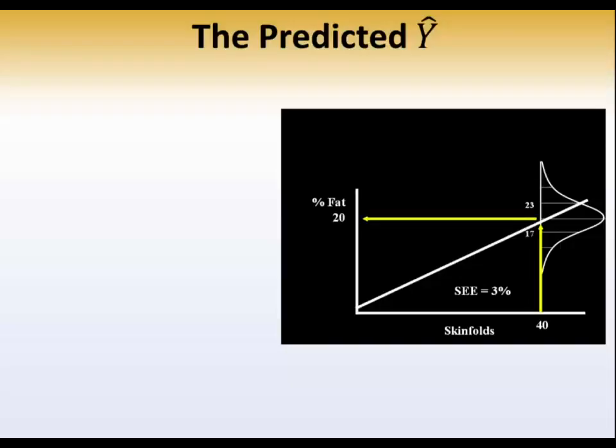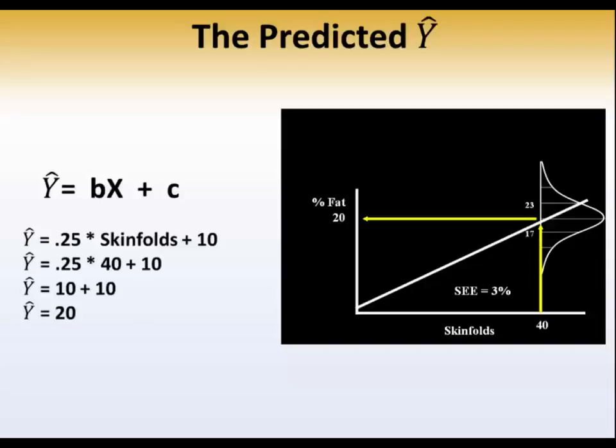What's the predicted y? Well, y hat is equal to bx plus c. In our equation, b is actually 0.25, c is 10. So how did we get 20? We substitute 40 into our equation, and the predicted y hat, the predicted percent fat, was 20. But there will be some error. The errors of estimate is the standard error of estimate.